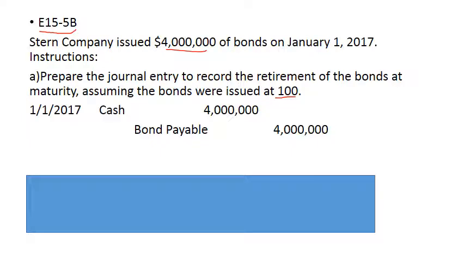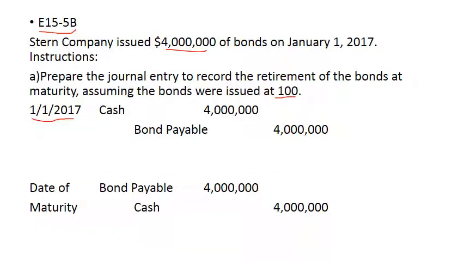Okay, so assume the bonds were issued at face. So when they were issued, we had a debit to cash and a credit to bonds payable. So if these bonds are retired at maturity, you basically would flip that and we would be debiting bonds payable and crediting cash. So this is assuming that all of the interest payments are made. They didn't give you an interest rate here because it doesn't really matter. You just would be making the interest payments in full as they come due.